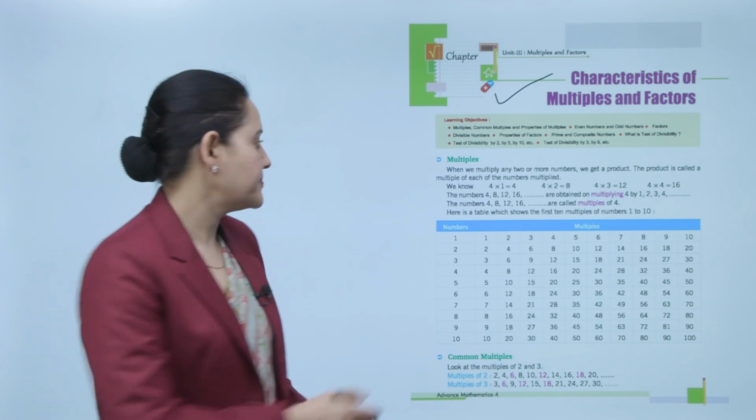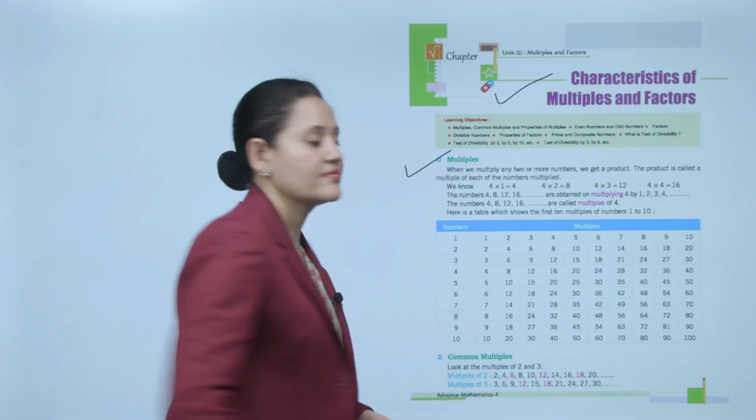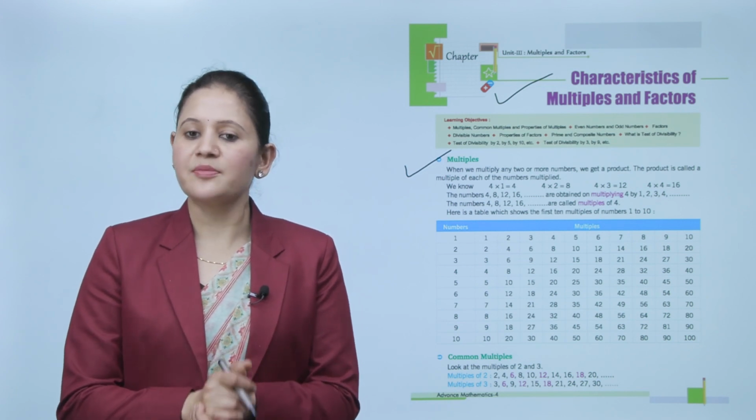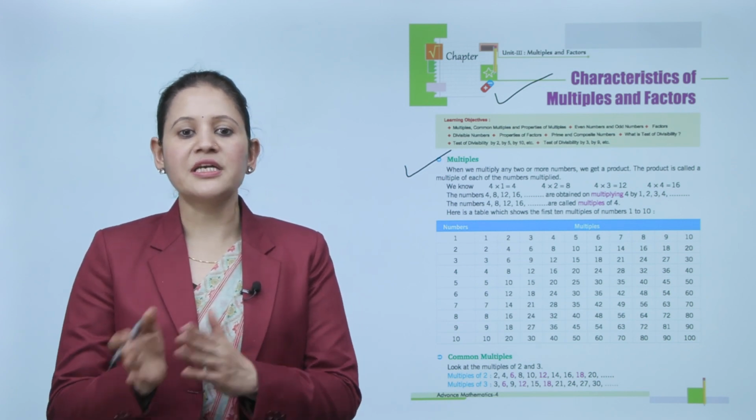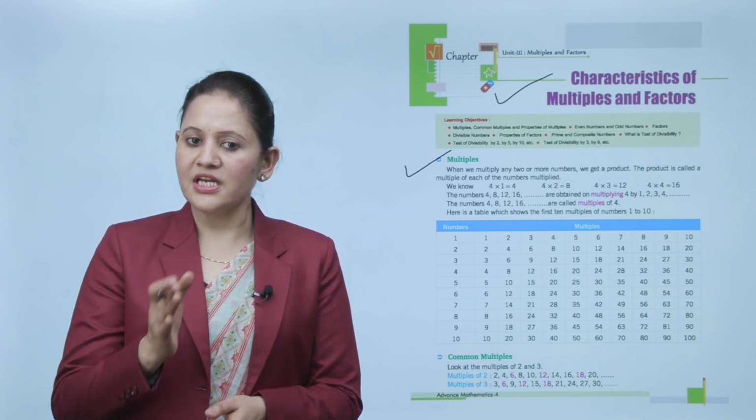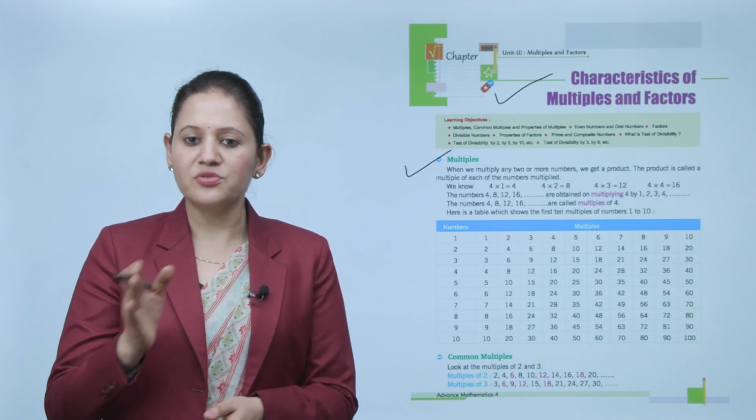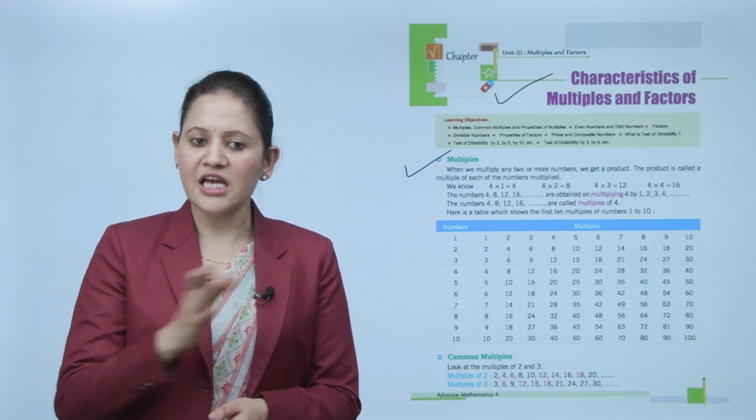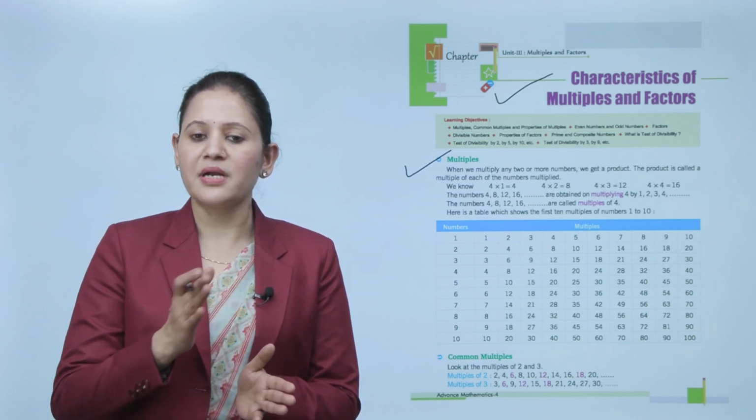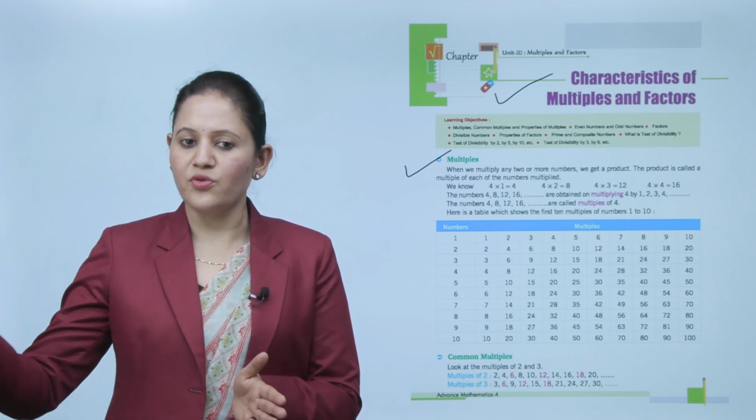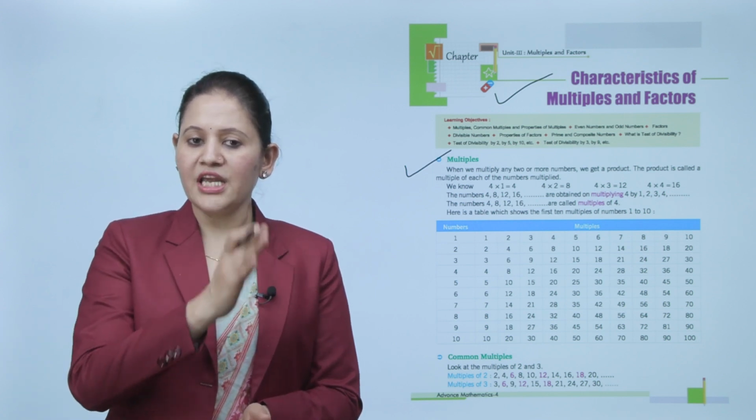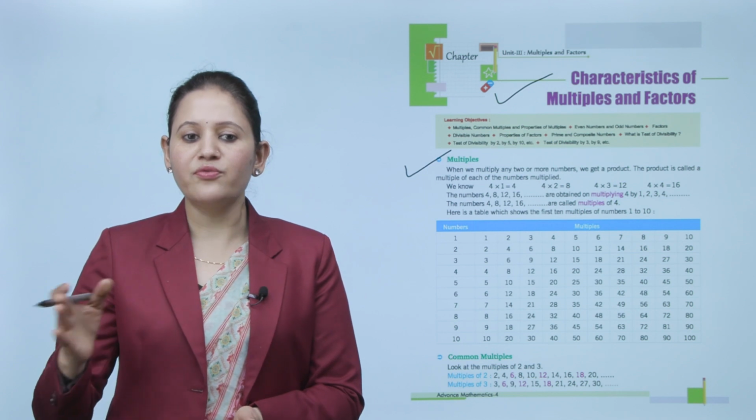First is multiples. When we multiply any two or more numbers, we get the product. The product is called the multiple of each of the numbers multiplied. Like 4 into 1, that is 4, 4 into 2, 8, 4 into 3, 12, 4 into 4, 16 and so on. So the numbers 4, 8, 12, 16 are obtained by multiplying 4 by 1, 2, 3, 4 and so on. These are the multiples of 4.